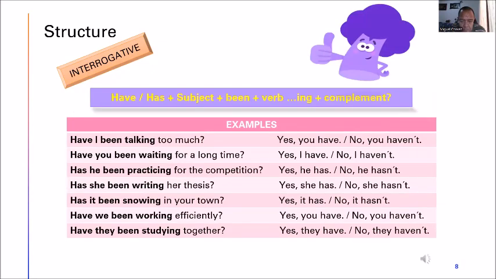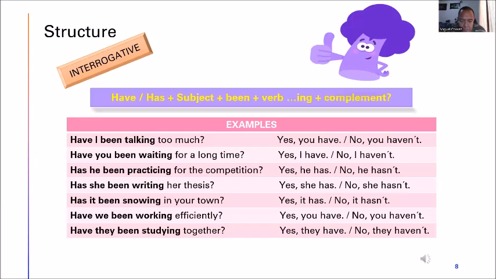For interrogative sentences, we exchange the subject and the first auxiliary verb, have or has. Remember that we answer these kinds of questions using short answers. For instance, have I been talking too much? Yes, you have, or no, you haven't. Have you been waiting for a long time? Yes, I have, or no, I haven't.